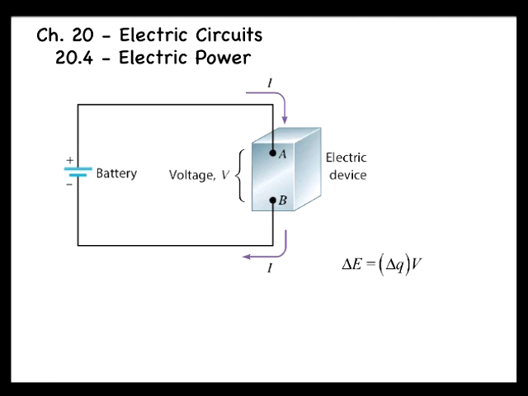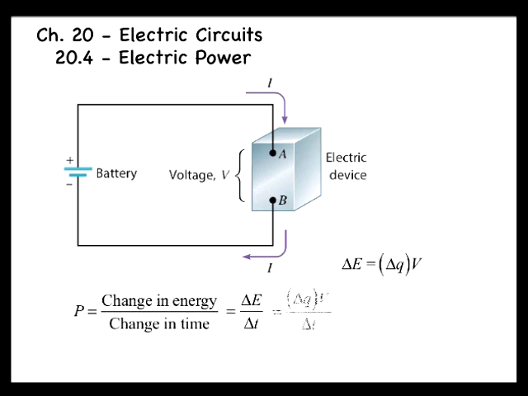Since the change in energy per unit time is the power, P, the electric power associated with this change in energy is delta E divided by delta T. This is equal to delta Q times V divided by delta T, or, rearranging, delta Q divided by delta T times V. Since delta Q divided by delta T is equal to the current I, we have P equals I times V.